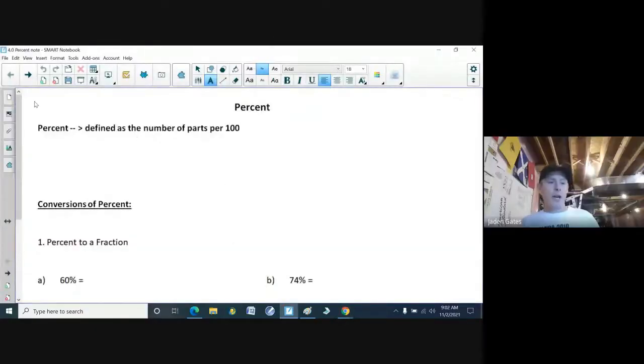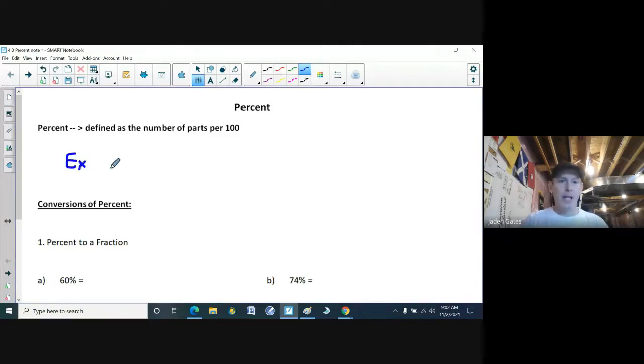All right, so our next unit, what we're going to look at is financial math, dealing with money, which obviously is an important thing in real life. And the first thing that we're going to talk about when dealing with money is percent. Now percent is defined as the number of parts per 100. So we're always talking about if it was out of 100, how many parts would we have? So for example, something like 85%.